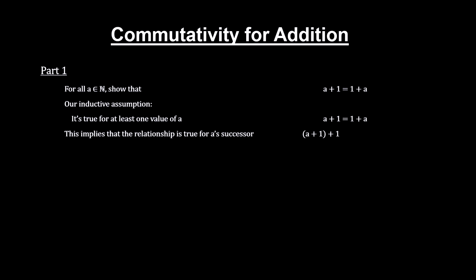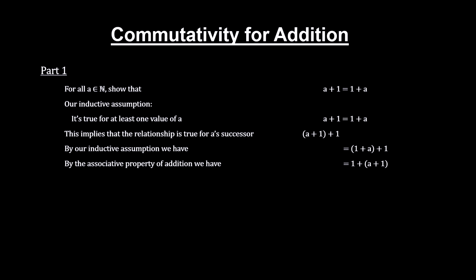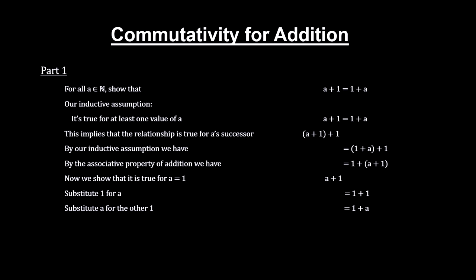We start with (a + 1) + 1. We can set it equal to (1 + a) + 1 by our inductive assumption. And we can change that to 1 + (a + 1) by the associative property. And we're done. Now we'll show that a + 1 equals 1 + a when a equals 1. We start with a + 1. Substitute in 1 for a, and then substitute in a for the other number 1, and we're done.